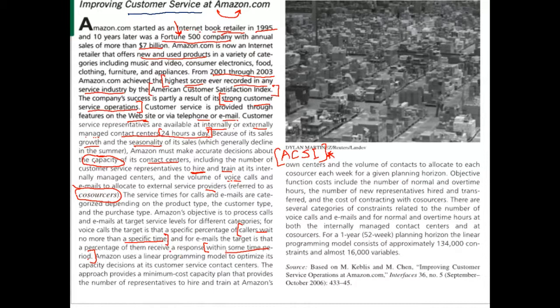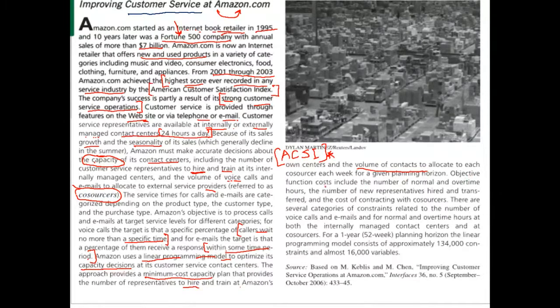So Amazon uses, now we come to our main point, Amazon uses a linear programming model to optimize its capacity decisions at its customer service contact centers. The approach provides a minimum cost capacity, that is, the number of representatives to hire and train at Amazon's own centers, and the volume of contacts to allocate to each co-sourcer each week for a given planning horizon.